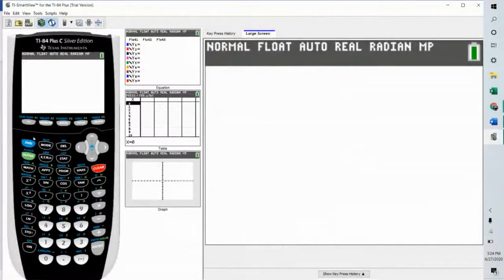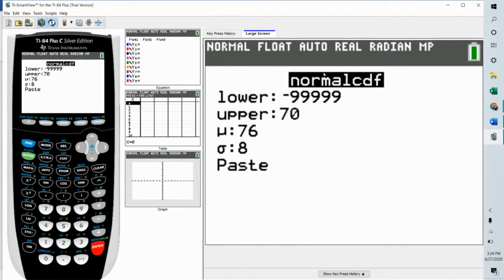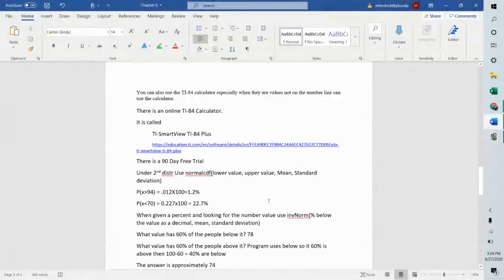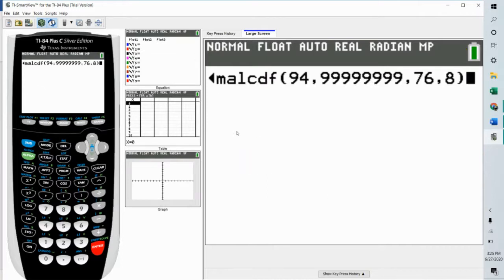Okay, so to get into the calculator, it's second distribution. And then we want to use cumulative. So we go down one and we hit enter. Now, depending on what we want, and the one we were doing was greater than 94. That means greater than 94 would be 94 and above. And we need a really large number, then you can just put a bunch of nines. So we want to go 94 and above. Our mean was 76, and the standard deviation was 8, and we hit enter.